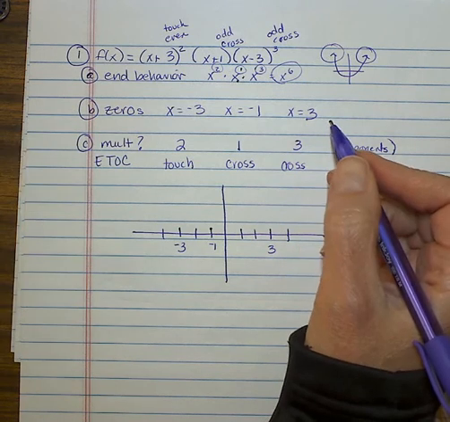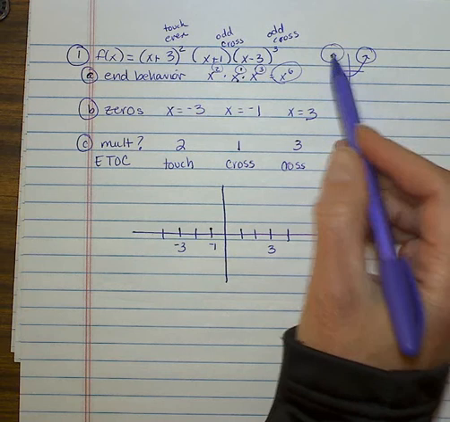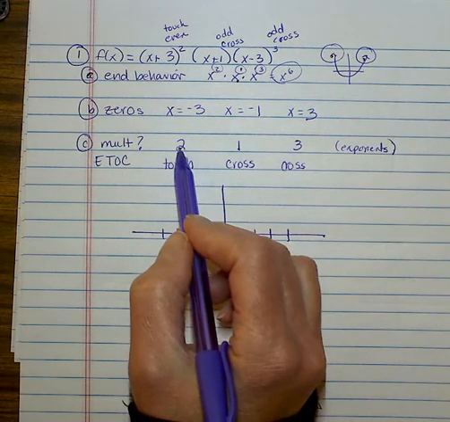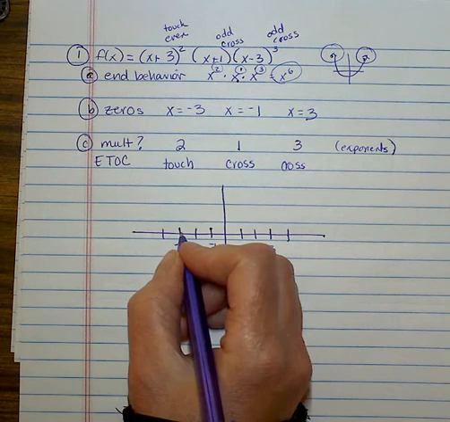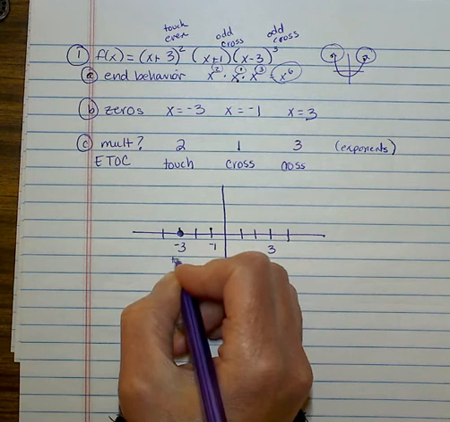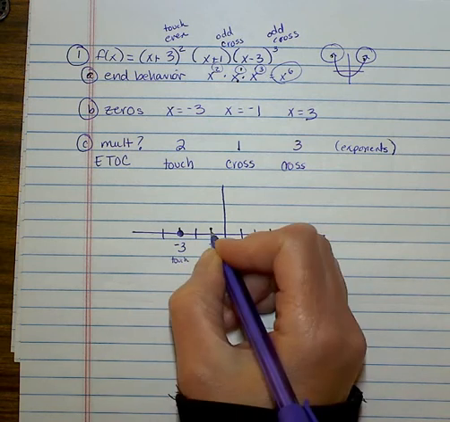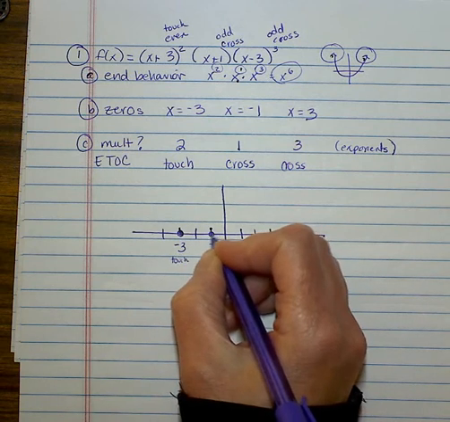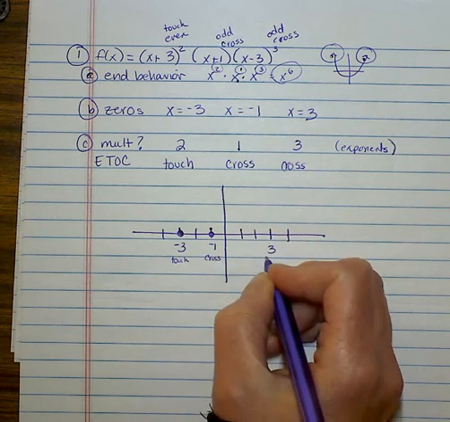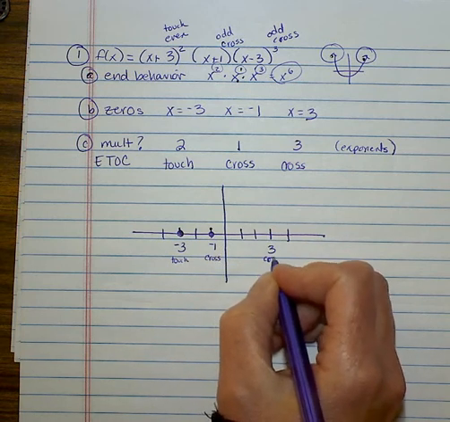Okay, so I have a graph that looks like this. It is going to touch at negative 3. This one's going to be a touch. It's going to cross at negative 1. It's going to come down, and then at positive 3, it's going to cross again.